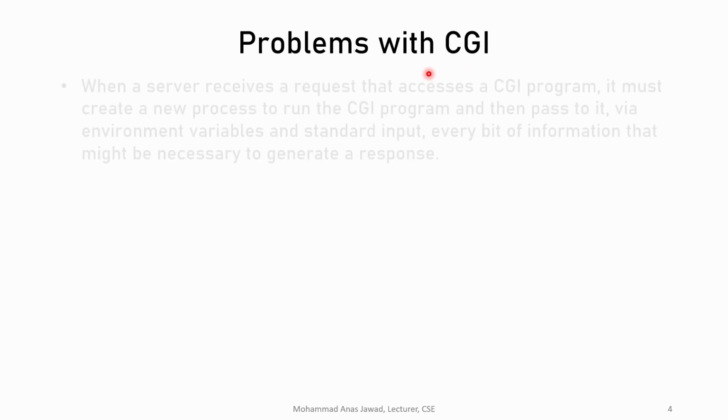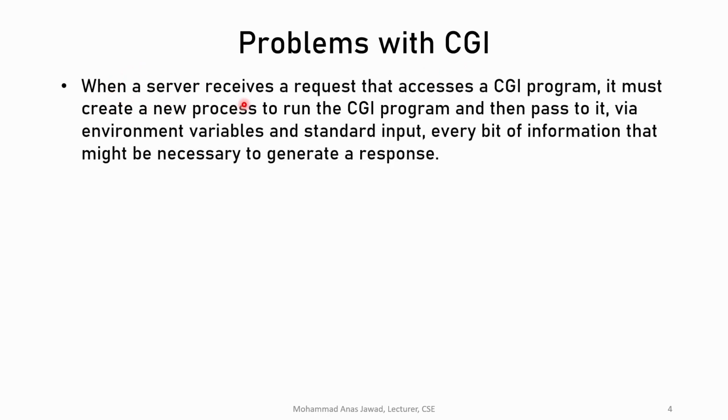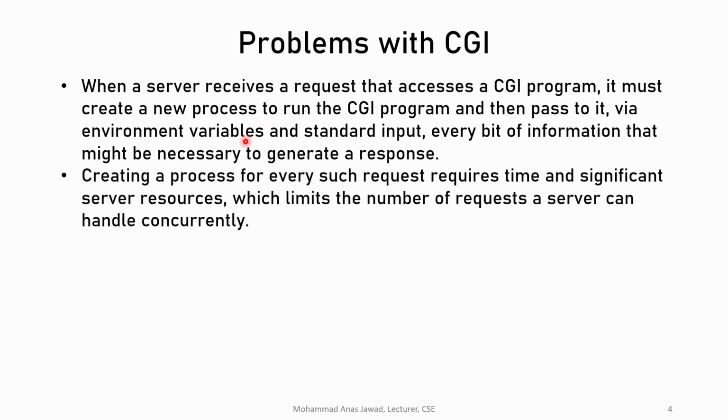Now, if you've been following along, you can already realize that there are some problems with CGI. First, when a server receives a request that accesses a CGI program, it must create a new process to run the CGI program and then pass to it via environment variables and standard input every bit of information that might be necessary to generate a response. So essentially, whenever we receive a request, we have to spawn a new process, and inside that process, we need to pass all the information that will be necessary to generate a response.